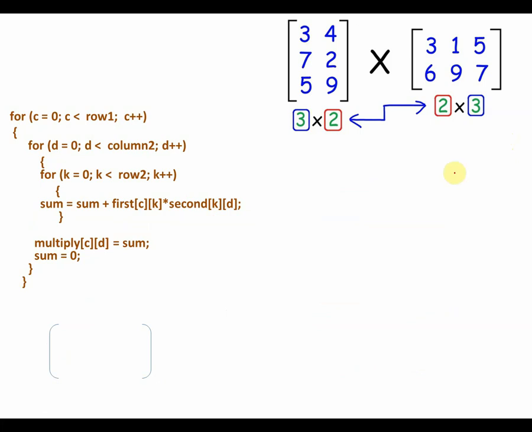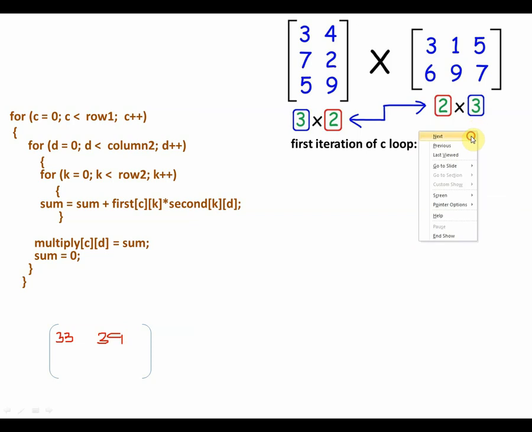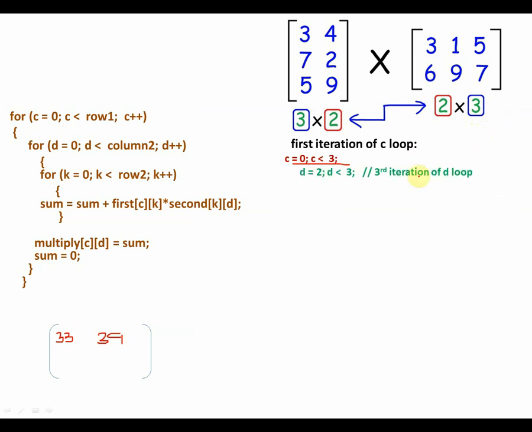Now next time, obviously this is 33, I'll just write it down over here, and this is 39. Okay, let us go ahead. Now we are still in the first iteration of C loop, remember. So C is still 0. C value has not yet changed. But this time D is 2. Note, not 0, neither 1, it is 2. So this is the third iteration of D loop. In the third iteration, first time K will be 0. So is 0 less than 2? Yes, you will perform what is inside this for loop.